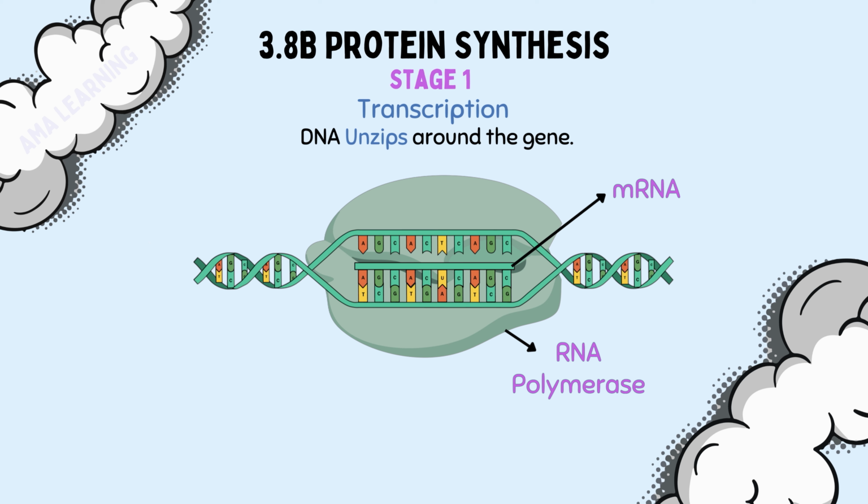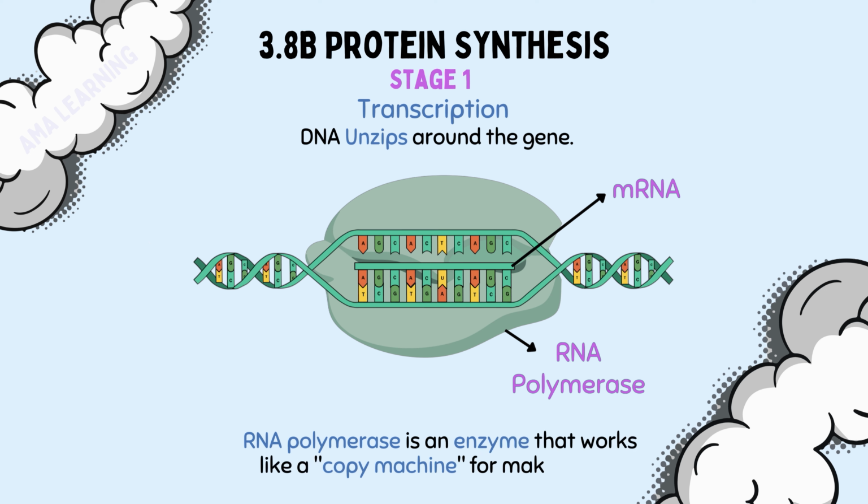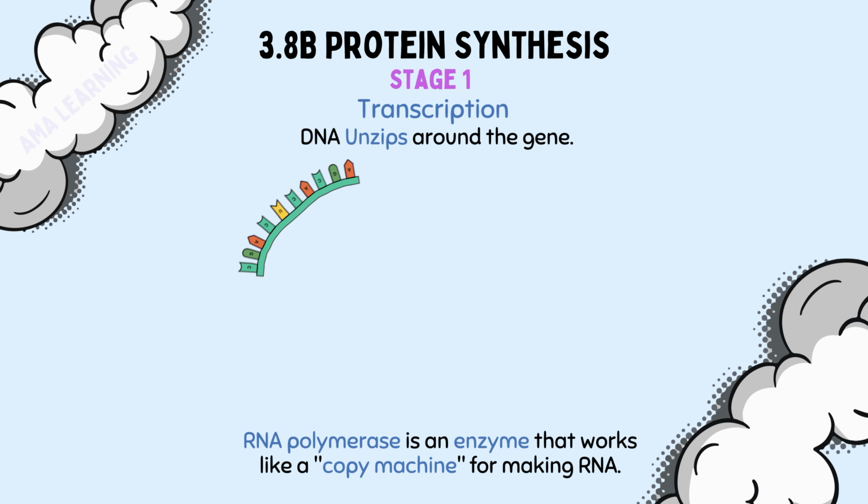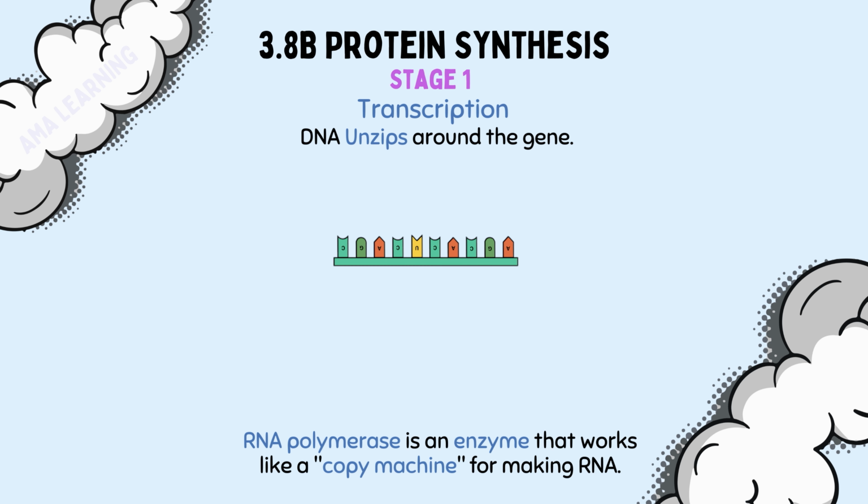In simpler terms, RNA polymerase is an enzyme that works like a copy machine for making RNA. Its main job is to read the DNA's instructions and create a matching mRNA strand. This mRNA strand is like a recipe card that the cell uses to make proteins, which are essential for the cell to function. So, RNA polymerase helps turn DNA's information into a usable format, messenger RNA.